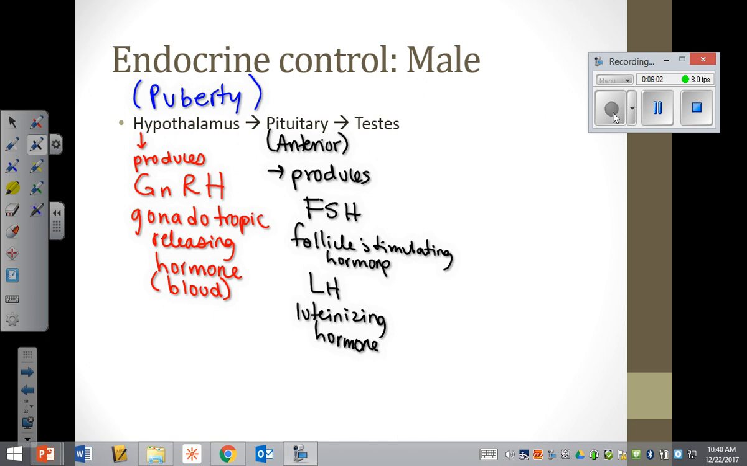So those are two of the anterior pituitary hormones that I mentioned briefly at the beginning, where I said, flat pig, that's the F of flat, that's the L of flat. So they're two of those pituitary hormones. And then each of them have an effect.